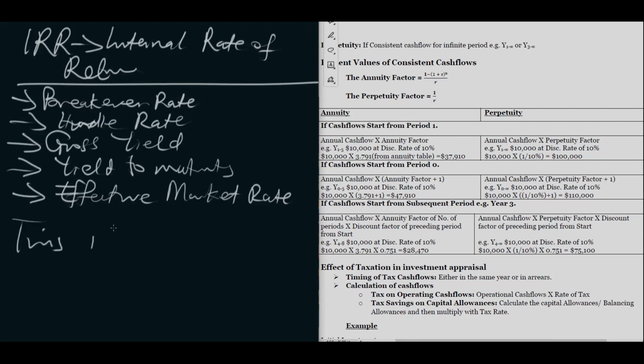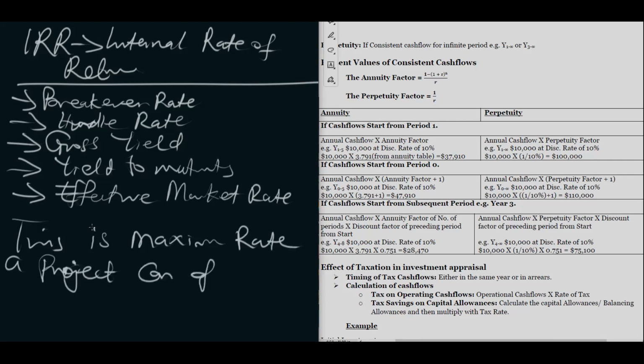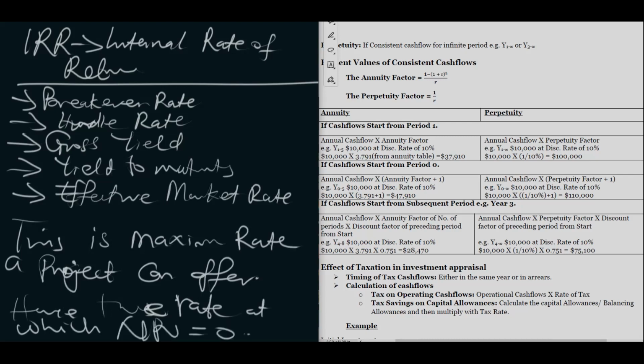This is the pure finance definition. This is the maximum rate a project can offer, okay? Just know it like this. Hence, we say that this is the rate at which the project breaks even, right? Because that's the highest return. So if you compare it to your initial investment, it should give you 0. So the rate at which NPV will be equal to what? 0.